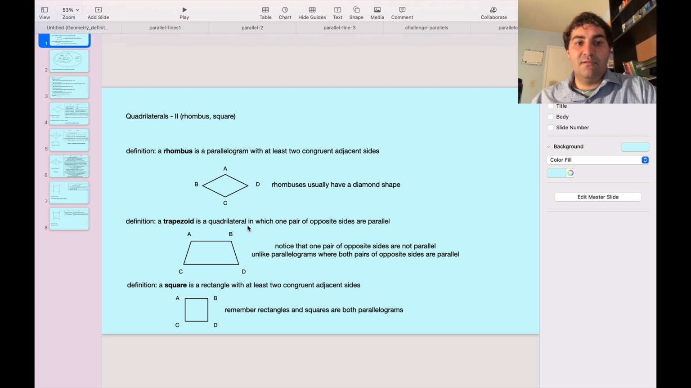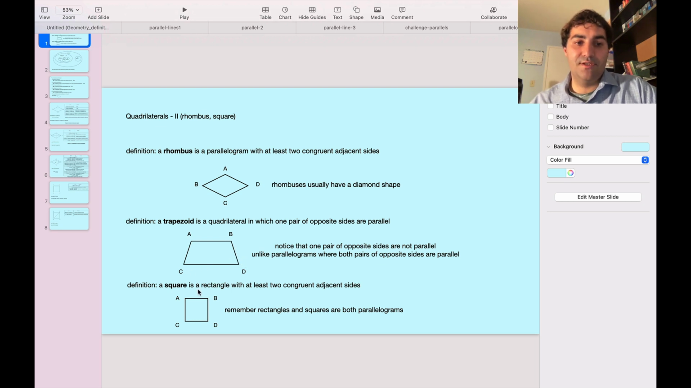A trapezoid is a quadrilateral in which one pair of opposite sides are parallel. The main thing to know about trapezoids is that they only have one pair of sides that are parallel. That's unlike the parallelogram, which has both pairs of opposite sides parallel. So if we look at this one, ABCD, segment AB is parallel to segment CD, but segment AC is not parallel to segment BD.